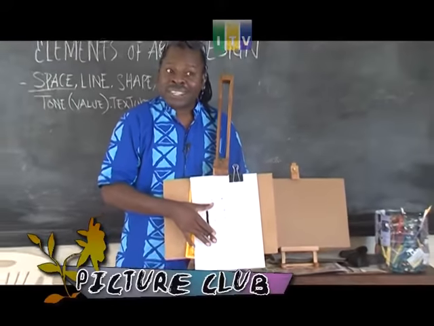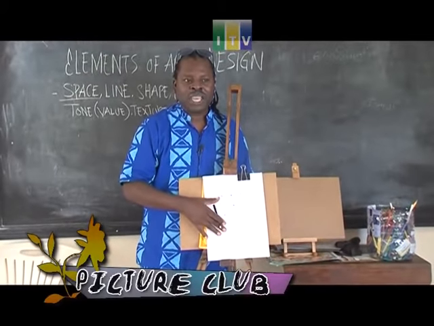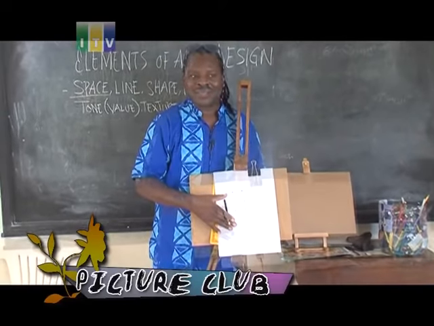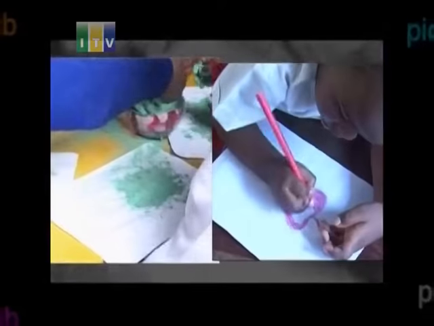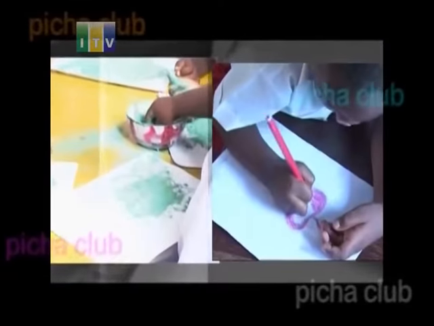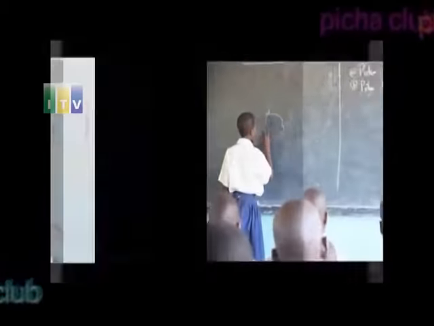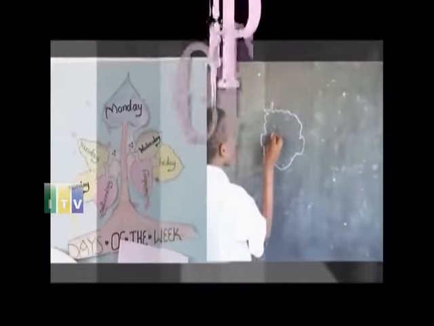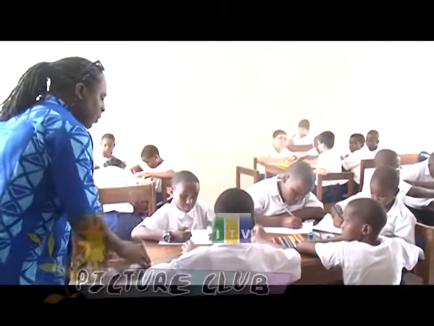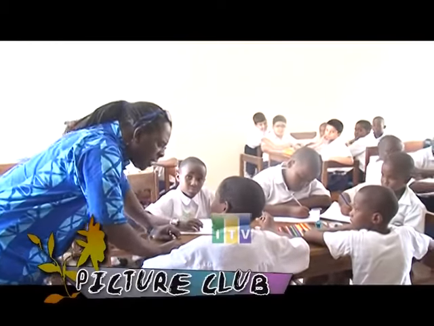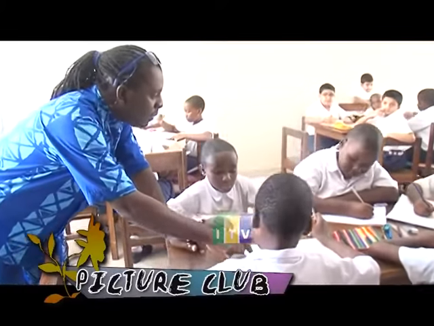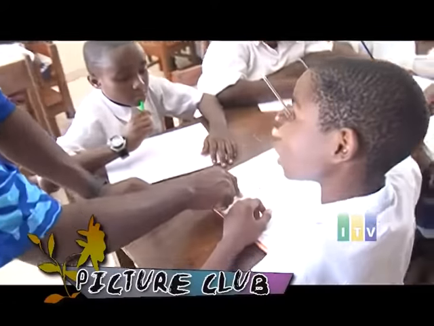If you succeed in this, you'll be able to draw whatever you want. Now, let's see. Your name is? Munawar. Okay, this one, we say wrong.